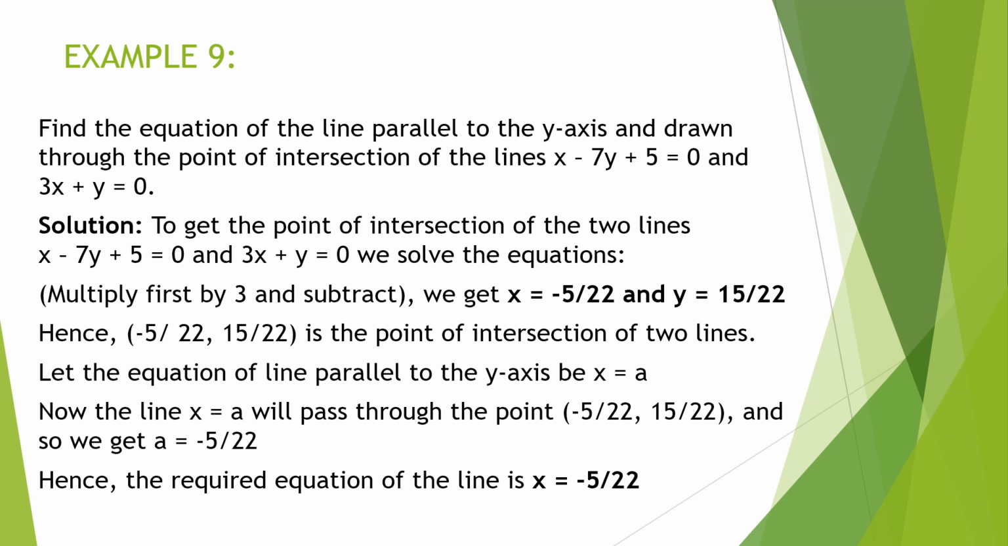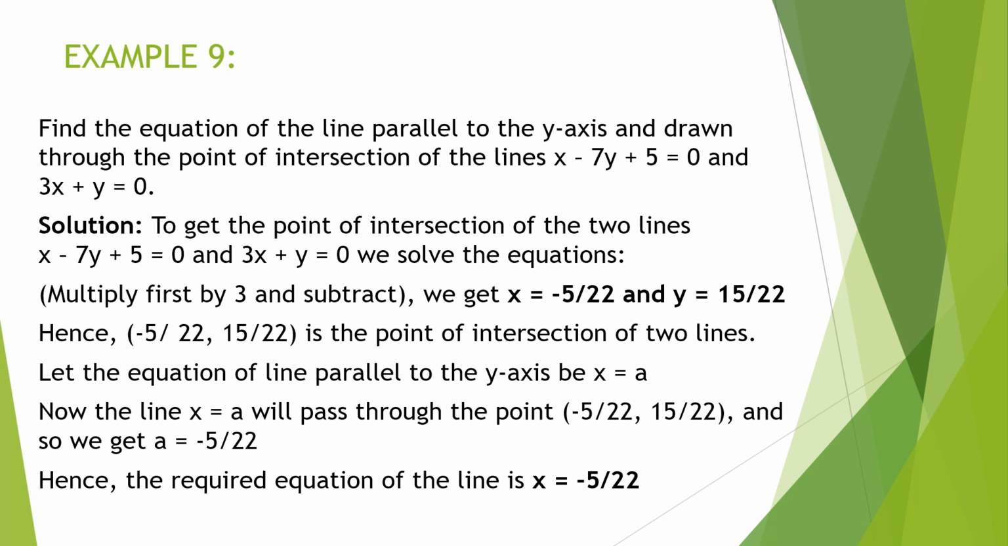So first we find the point of intersection. We just solve the equations of the two lines. You know how to solve, cross multiply and solve the equations. After solving the two equations, we get x equal to minus 5 by 22 and y equal to 15 by 22. So the point of intersection is minus 5 by 22, 15 by 22.